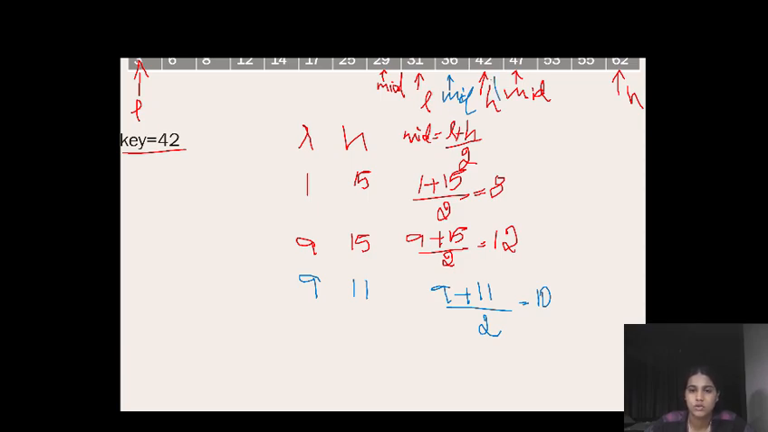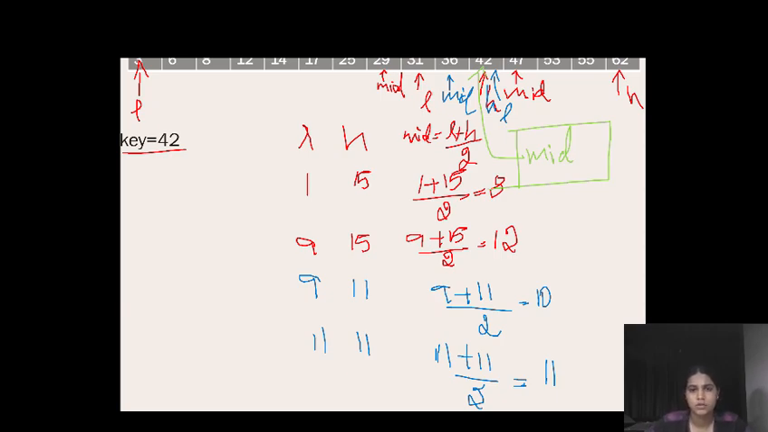The low position will be 11, and the high position is already 11. So to find the mid, high is 11, low is 11. To find the mid, we use the formula low plus high divided by 2, that is 22 by 2, which is again 11. So the mid is at the 11th position, and let us compare the mid and the key, which is equal, so the element is found.